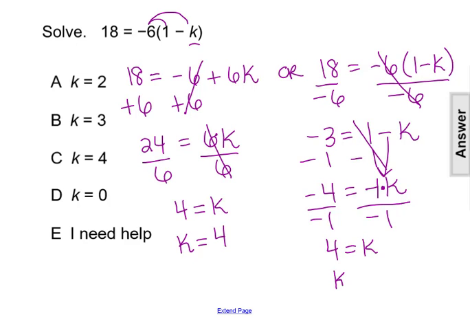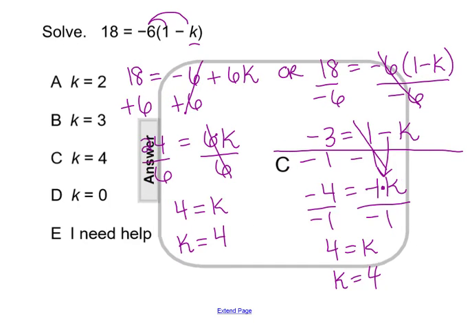Or if we switch the sides, k equals 4, which is exactly what we got before using the distributive property. Either method, the solution is k equals 4, making our answer choice C.